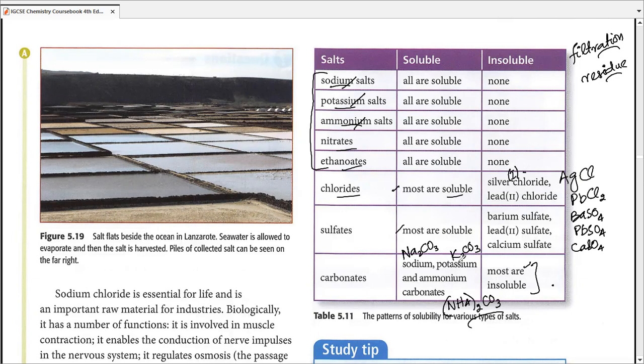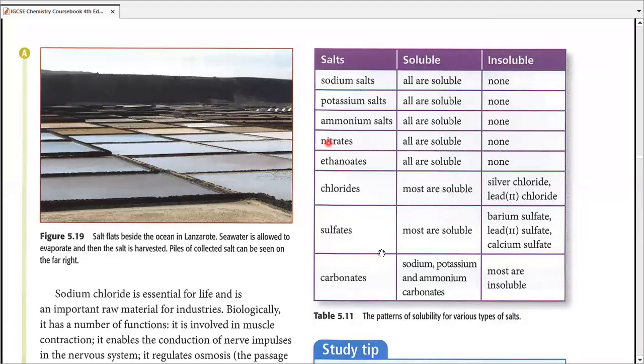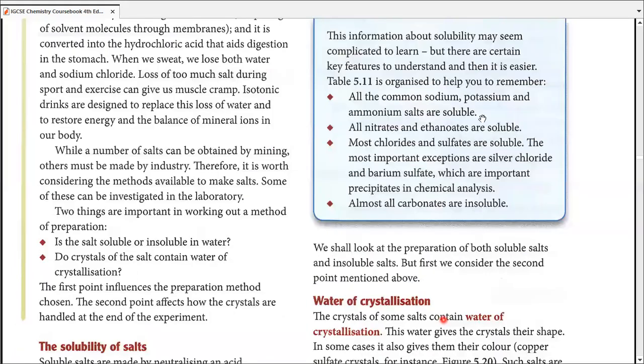So don't worry, if any salt is not a part of this table, remember IGCSE is very fair about it. They're going to tell you or give you a hint in the question. So keep your eyes open, keep a good grasp of the book, and you would easily be able to get through this part. Moving on, the second part was about water of crystallization.